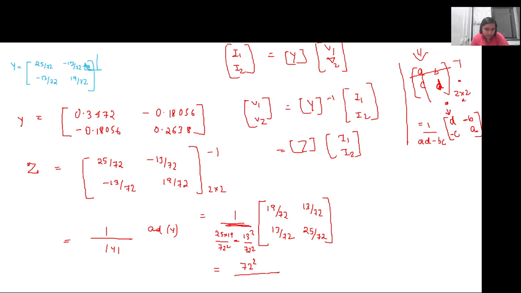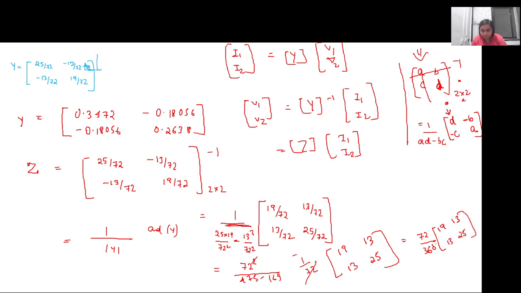Let us calculate that. 25 into 19 is 475, minus 169. And since in all the elements 1 by 72 is there, we can just bring out the 1 by 72. So it will be 19, 13, 13 and 25. So 1 by 72 will go away. So it will be 72 by 475 minus 169, which is 306, into 19, 13, 13 and 25.